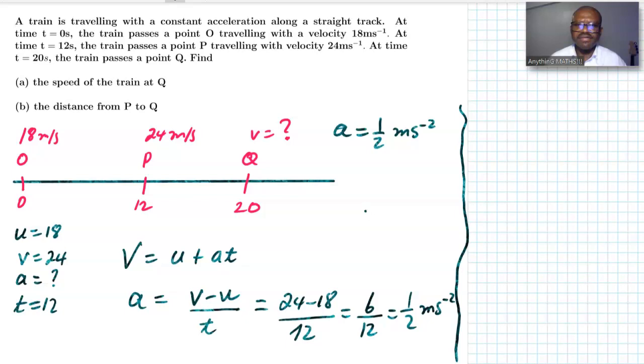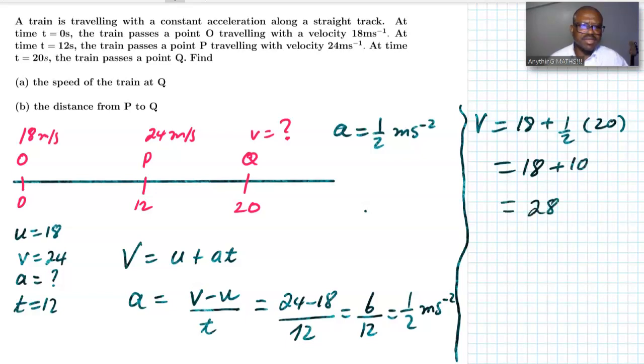We can use the same formula to find the speed, because now we know the acceleration, it is just a matter of substituting the values. So V is equal to 18 plus half times 20 seconds, and we're going to have 18 plus 10, 28 meters per second. So that is the answer for A.